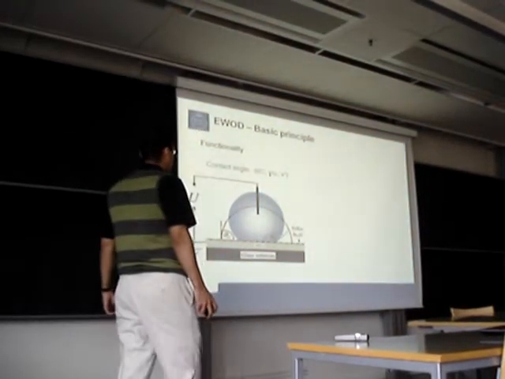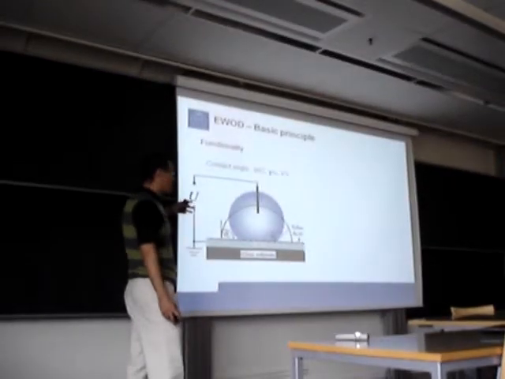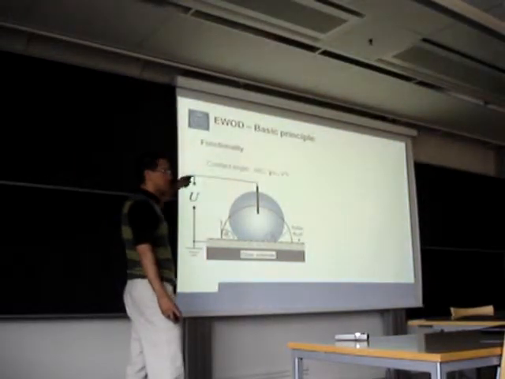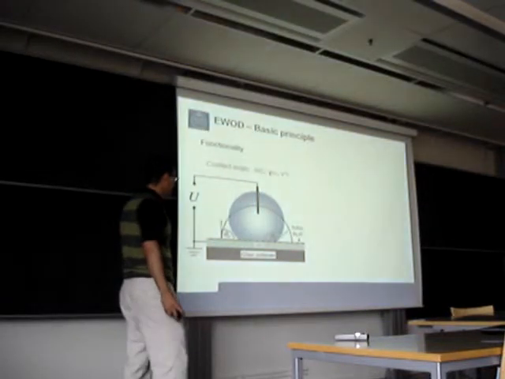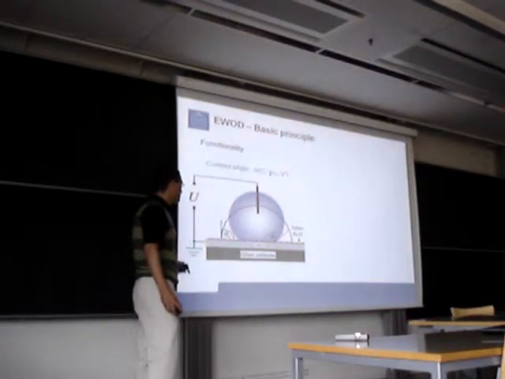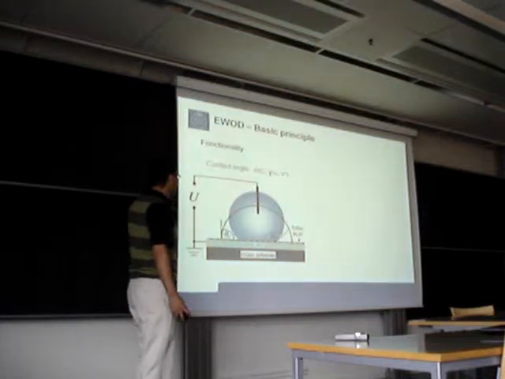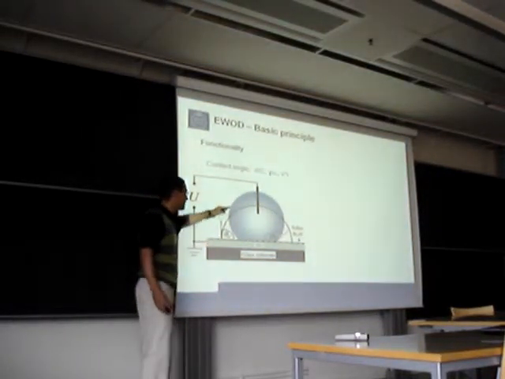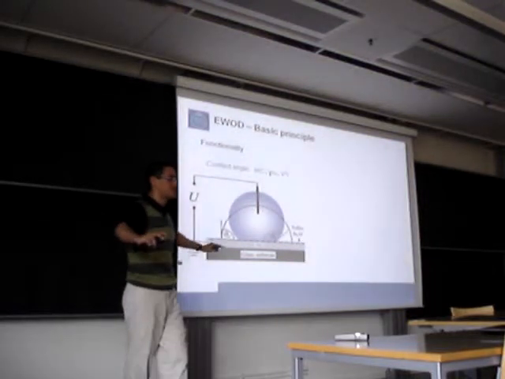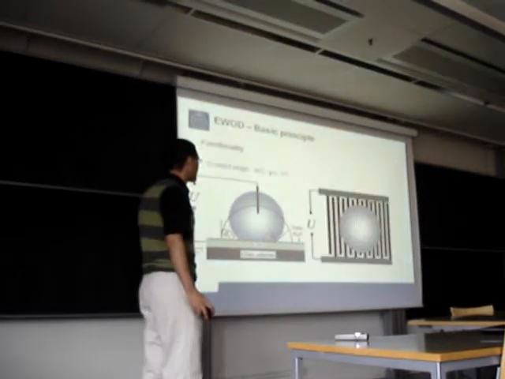So the basic principle of electrowetting is we have a droplet with a medium and a tip that is in direct contact with it, and another electrode that is below. So if we apply a voltage to the droplet, the surface energy is going to change, and the droplet is going to try to cover as much of the surface as possible.